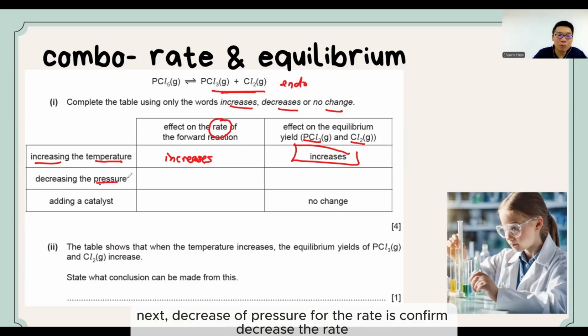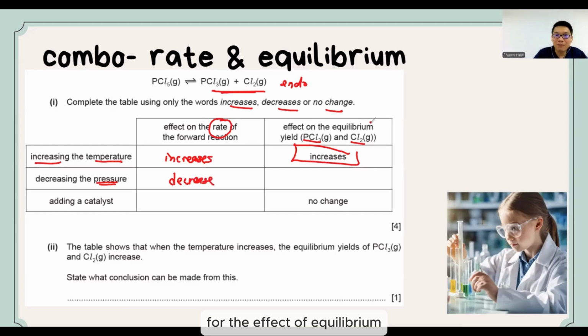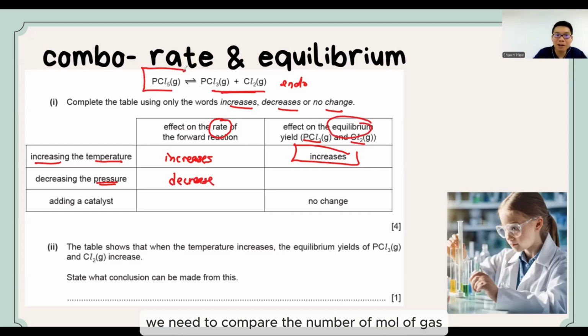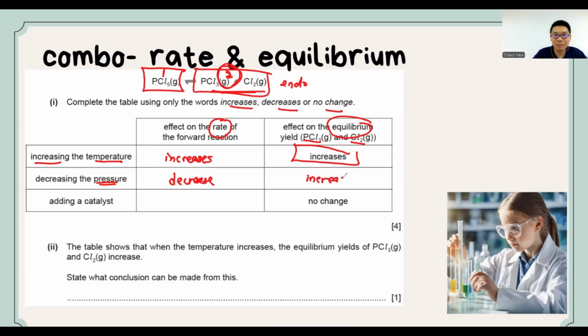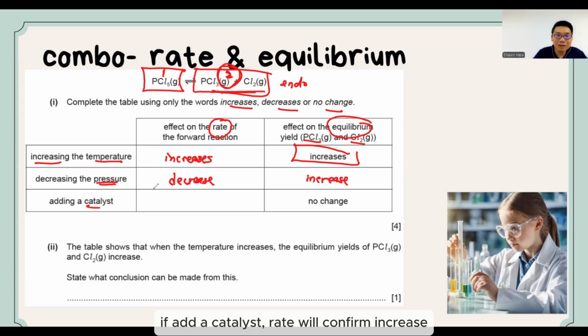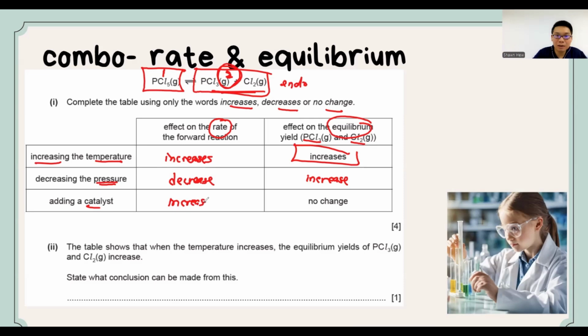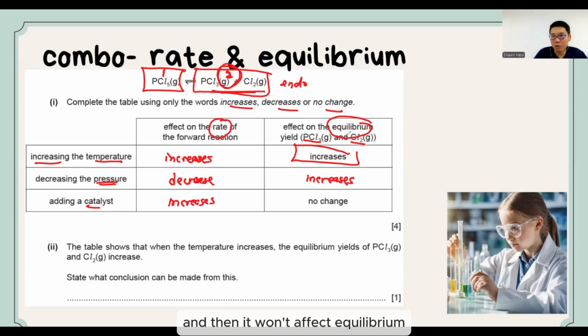Next, decrease the pressure. The rate will definitely decrease. For the effect on equilibrium, we need to compare the number of moles of gas. So the left hand side has 1 mole, the right hand side has 2 moles. So decreased pressure will favor the higher number of particles. So it will increase. If we add a catalyst, the rate will definitely increase, and it won't affect the equilibrium.